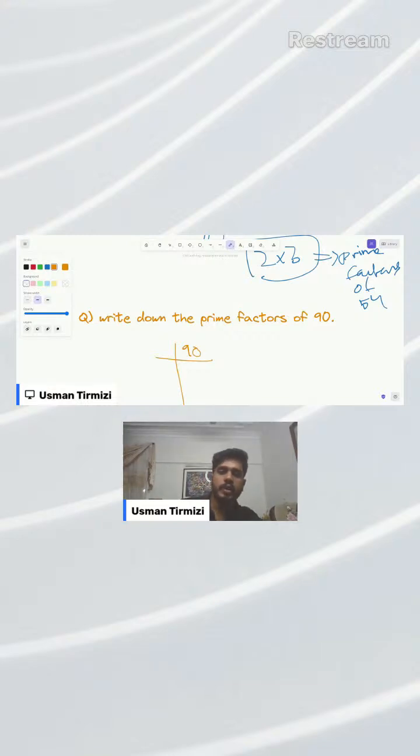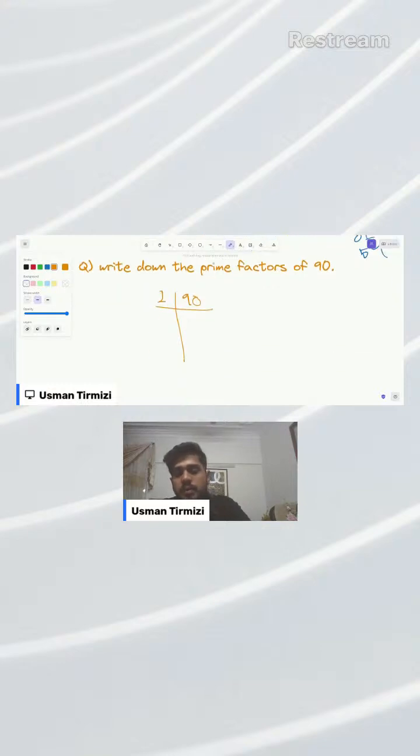Can 90 be divided by 2? Yes, 90 can be divided by 2. We get 45, right? Can 45 be divided by 2? No. Can 45 be divided by 3? No. Can 45 be divided by 5? Yes, 45 divided by 5 is 9, right?